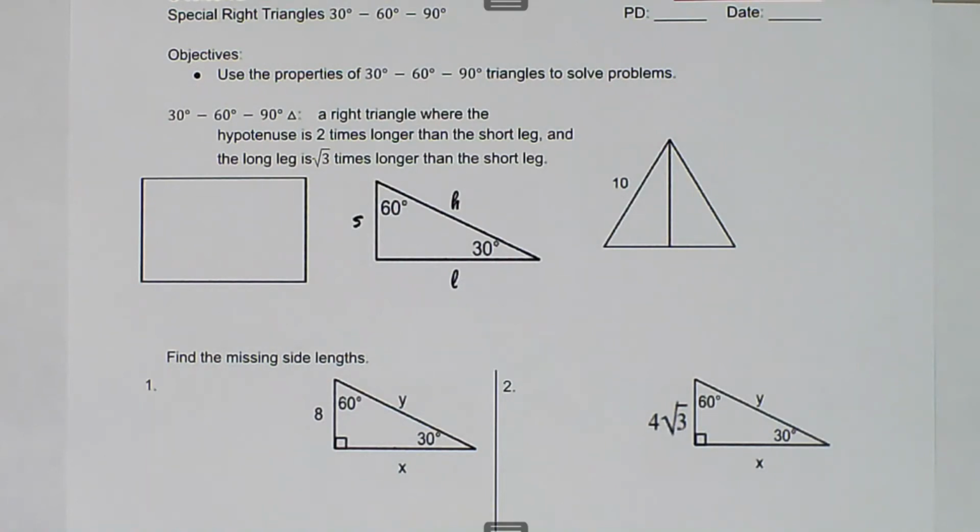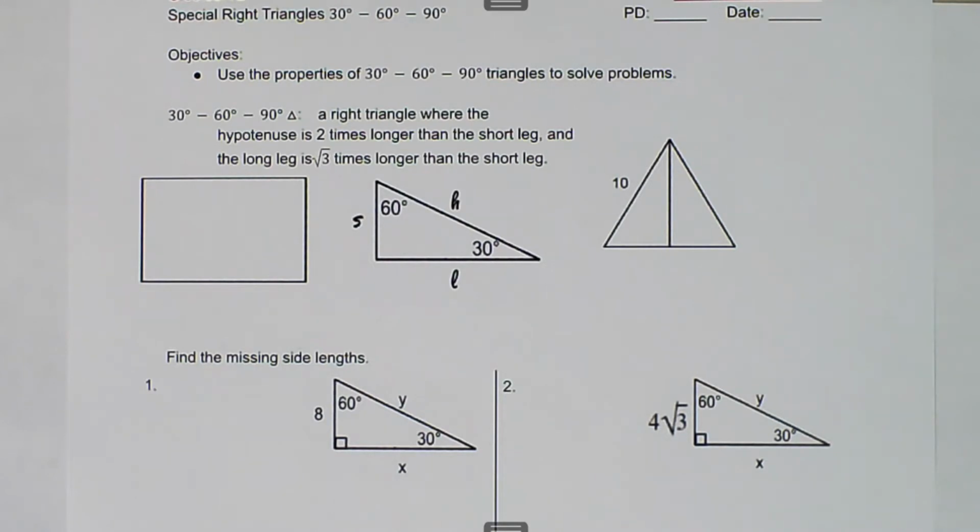We are talking about special right triangles, and in this case, we're talking about 30 degree, 60 degree, 90 degree triangles, or 30, 60, 90 triangles. And we want to use properties of 30, 60, 90 triangles to solve problems. So just like with the 45, 45, 90, we had special relationships or special equations that we could use. We have the same thing when it comes to the 30, 60, 90 triangle.